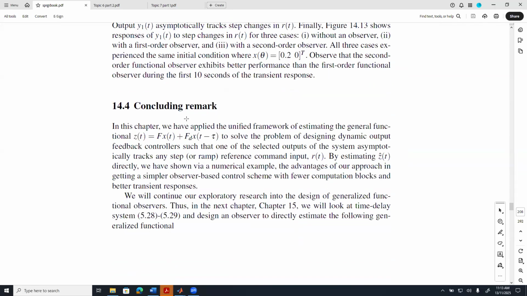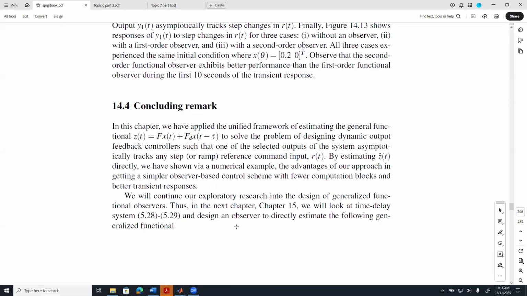We have applied a unified framework for estimating the generalized functional to solve the problem of designing dynamic output feedback controllers. And the way we do that here, we select an output, and then we want to drive that output to track a reference command input. And by estimating this control scheme directly, we have the advantage of getting a similar observer-based control scheme with fewer computational blocks and better transient response.